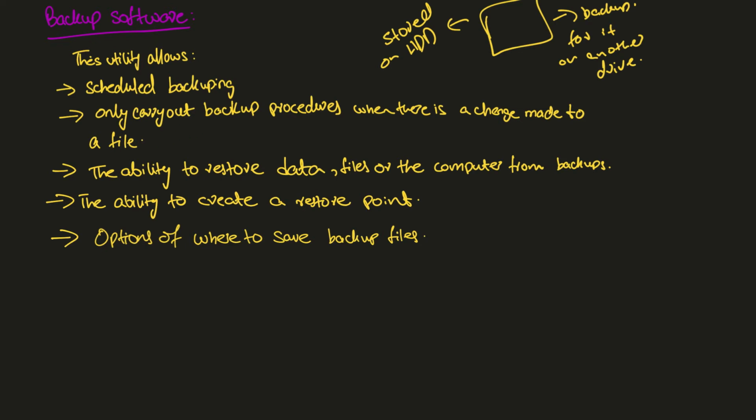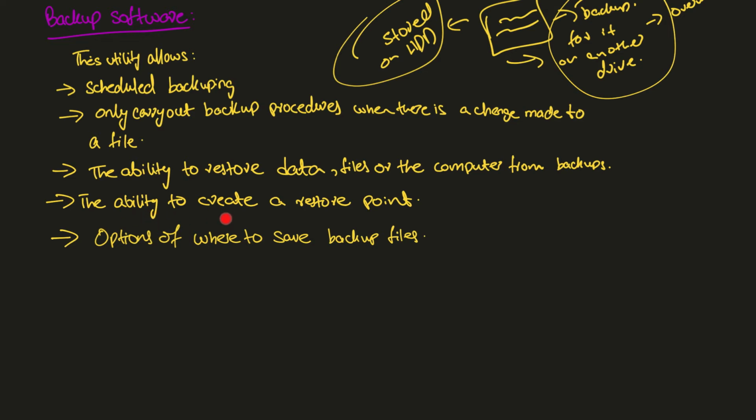So when you already have the file stored on your hard drive and you already have a backup, there's no need to create an additional backup for it. But when you edit this file, only then should you back it up again, and the original backup should be overwritten in order to utilize the space in the most effective manner possible. It also gives the ability to restore data, files, or the computer from backups. So if you deleted a file and you really need it, you can move back in time and restore it from there.